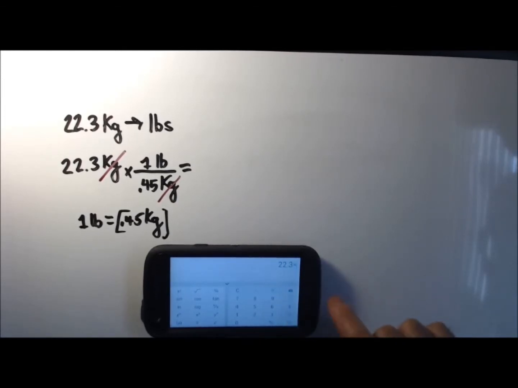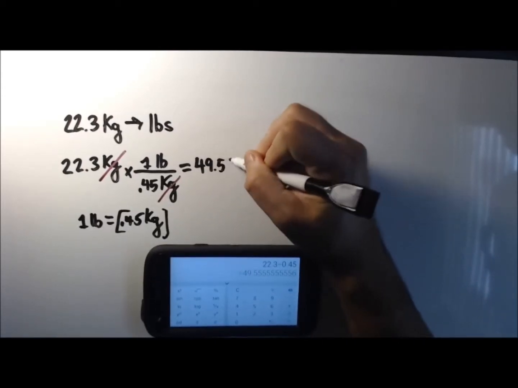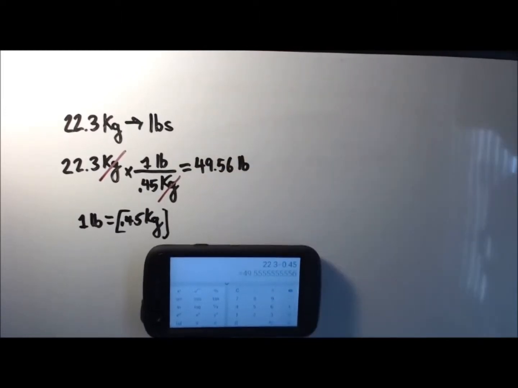22.3 times, no, divided by 0.45 equals 49.56. 49.56. Need a unit. Pounds. I'm not going to pay attention to significant figures at this point because that's more thinking than I want to do.